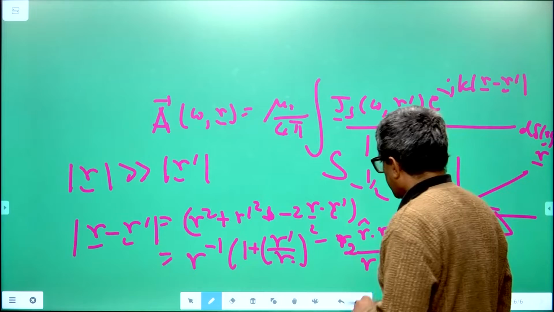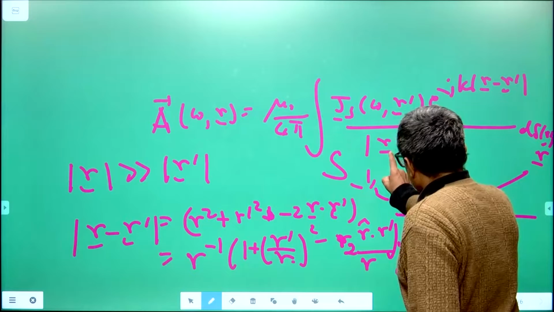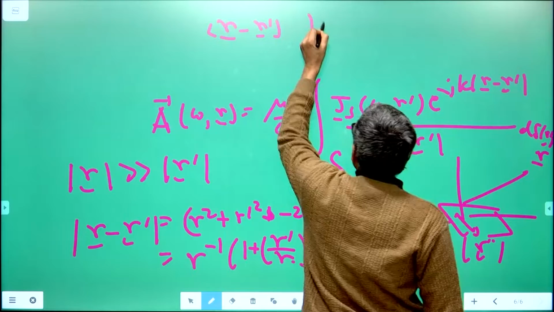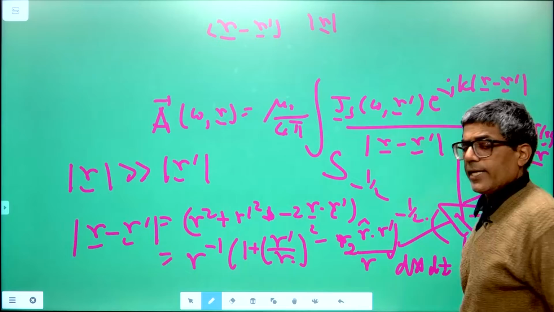So you can make an approximation to r by r prime, but it turns out that to get a 1 by r approximation for the fields, it is enough if we replace 1 by mod r minus r prime by 1 by mod r itself. But the phase changes rapidly. You cannot make such an approximation there. You cannot replace mod r minus r prime by simply mod r here, because a small change in r prime will produce a very rapid change in the phase, because k corresponds to a large frequency.